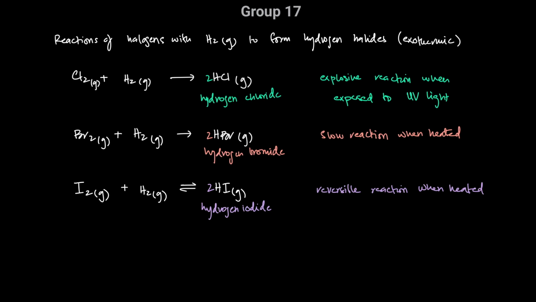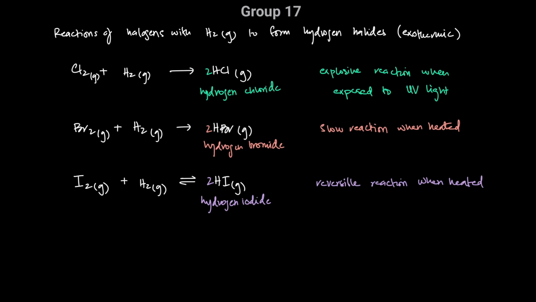Now these reactions become less exothermic down the group. So the reaction between hydrogen and the halogens becomes less exothermic down the group.